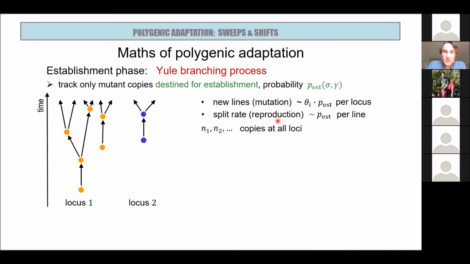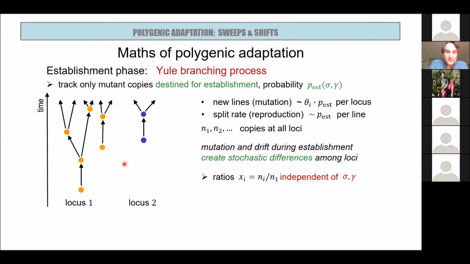That's called reproduction. And with each reproduction event, reproduction occurs here at a rate of 1, we again need to ask whether the newly reproduced individual will establish, and only in this case will we include it into our theory here. So therefore, the split rate in these trees is also proportional to the establishment probability. All right.